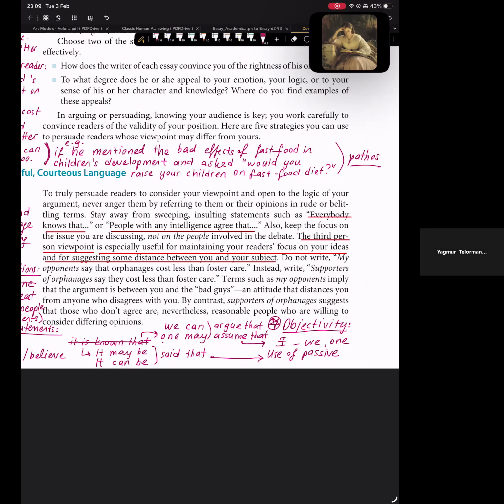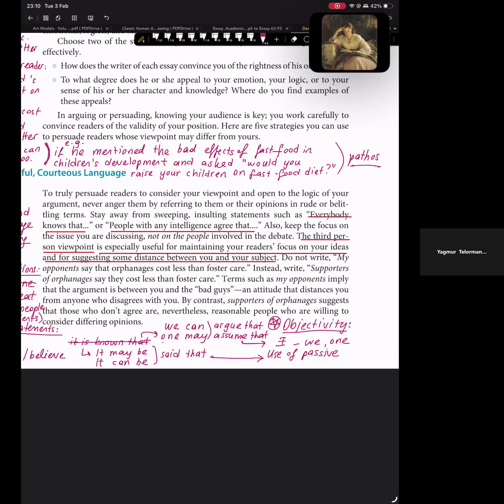And objectivity, our language should be objective, not so personal. A personal argumentative essay is a very rare thing. Here, right now, we are learning how to write a formal argumentative essay. So our tone should be objective, not personal. For example, instead of I, we can use we, or one, the indefinite pronoun. Or we can use the passive, all right? Like it may be said that, it can be said that. It is the use of passive, okay?